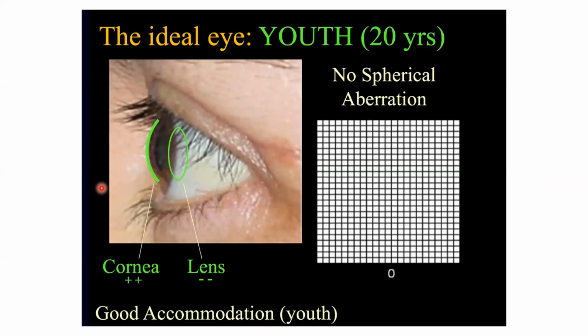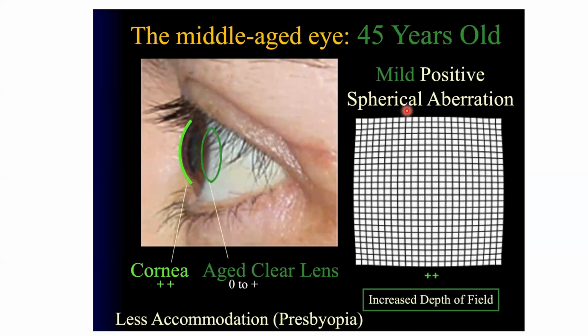So how does this affect our choice of IOLs? In a young patient, as I mentioned before, the cornea has a slightly positive spherical aberration of plus 0.28. The lens has a slightly negative spherical aberration of minus 0.20. So the patient has no spherical aberrations at all, and his accommodation is also very good.